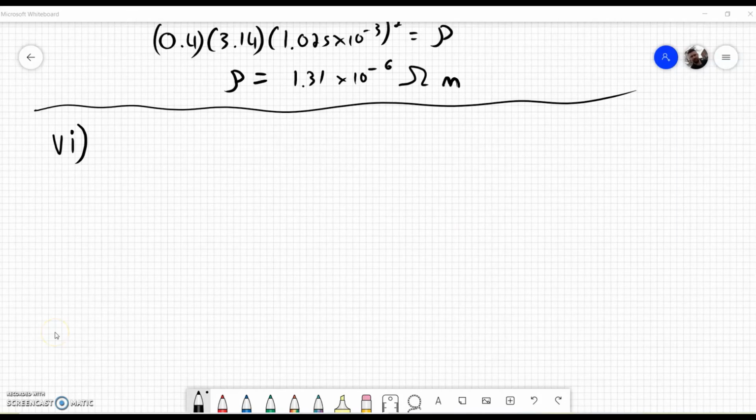Okay, so the last question for question 4, which is part 6, asks us what would happen to the resistance if the diameter of the nichrome wire was doubled, but everything else will remain the same.